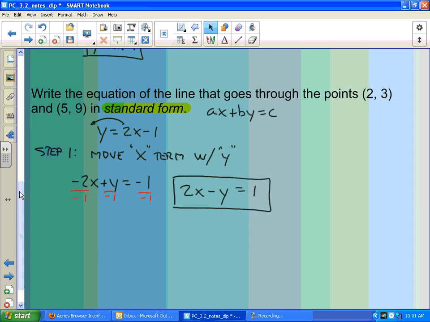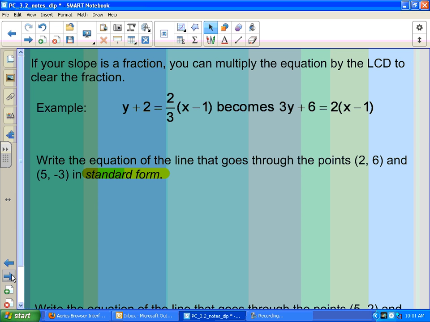Any ideas? So I gave you 2 points here. What if I just give you, not on this example, a point and a slope? What do we do differently? We don't have to find a slope. It's already done for us. So we have one less thing to do. Yes. Look at that. Beautiful.